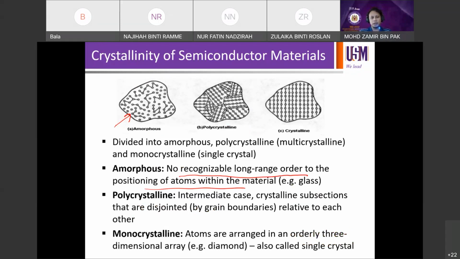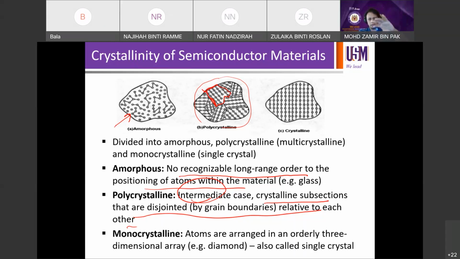That's the first one. The second one is called polycrystalline. Polycrystalline is the intermediate case. So yang paling berterabur ialah amorphous. Yang intermediate di tengah ialah polycrystalline, right? What is polycrystalline? You can see crystalline subsections that are disjointed by grain boundaries. So in this material, for example, you can see there are regions where you can see a specific crystalline atom arrangement. This portion, for example, is in a very periodic order.